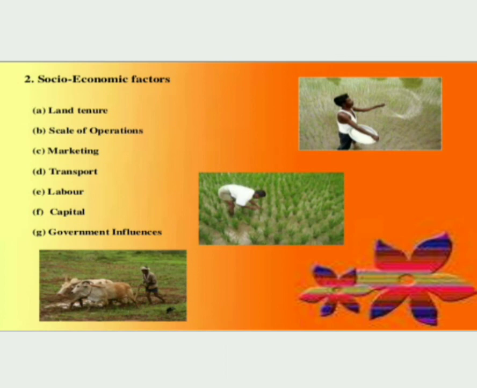Not only these, but factors like cost of farming, market for a commodity, transport facilities, availability of labor, capital, system of land ownership, and government policies towards farmers of that particular region influence the agricultural growth of a region.